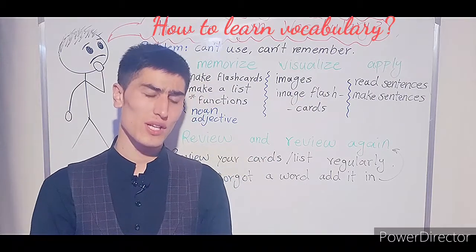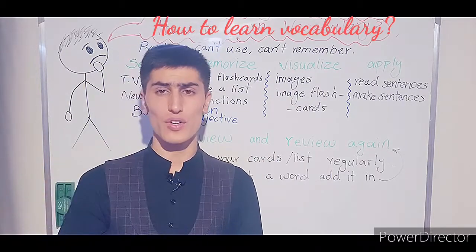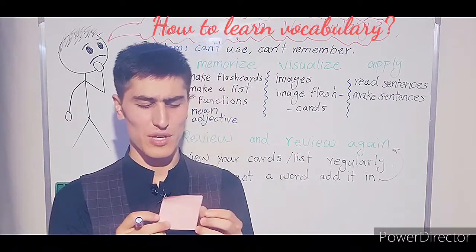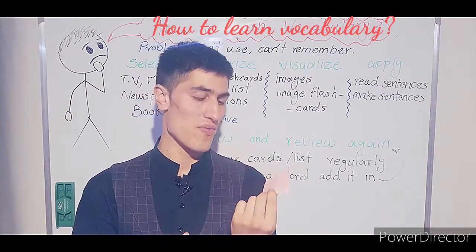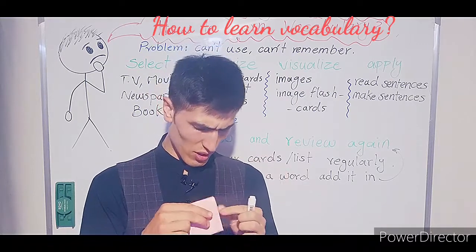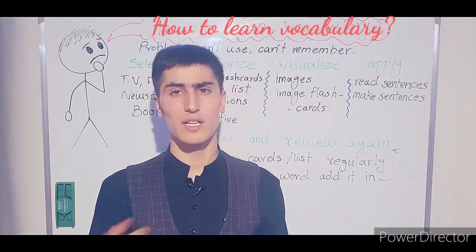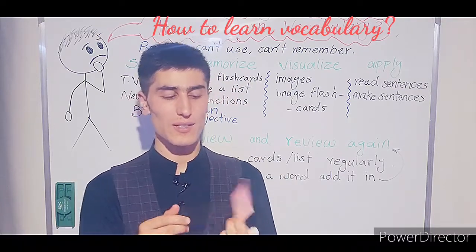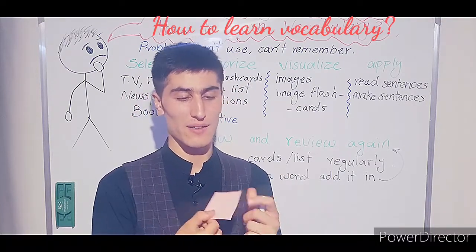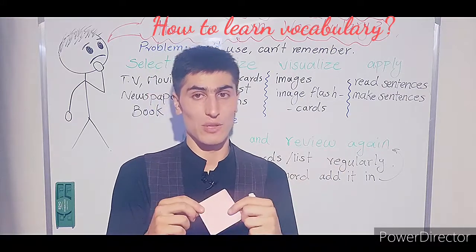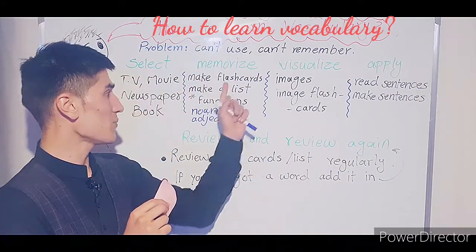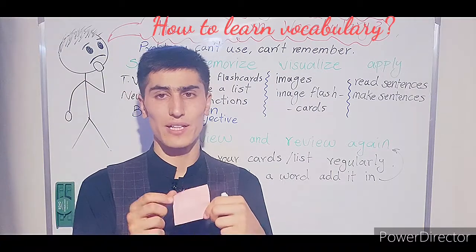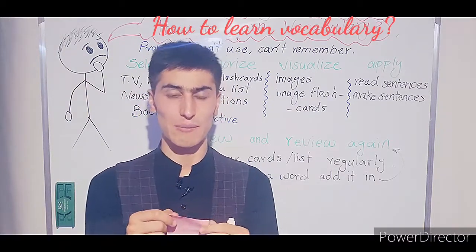So when you list some words, or when you have some words to memorize, you write them on a small piece of paper that you can carry wherever you go. You can put them in your pocket like this, and whenever you have time or you're free, you can take them and read the words you have written on them and memorize them. That is very easy. You can make flashcards or a list. A list can be a little bigger than this, but anyway, both are the same.